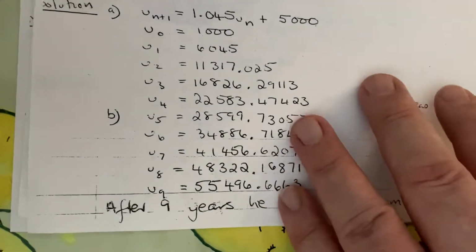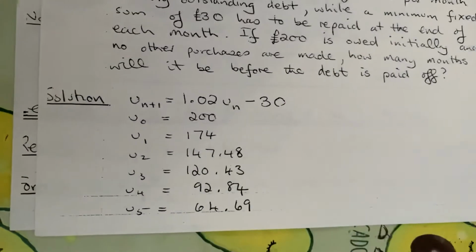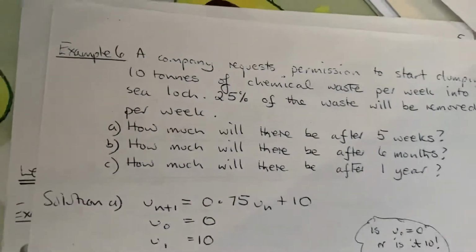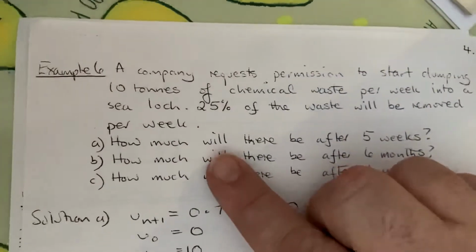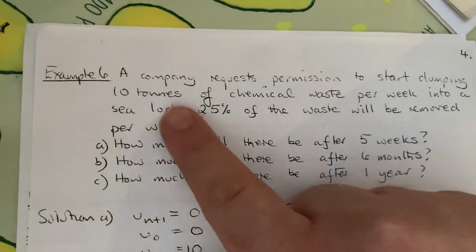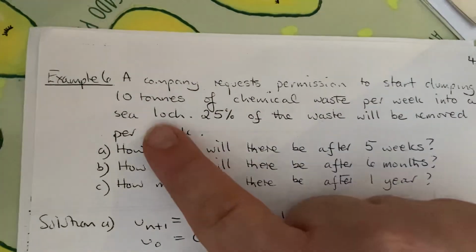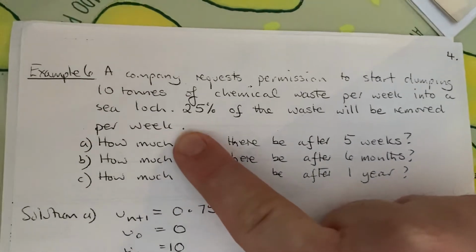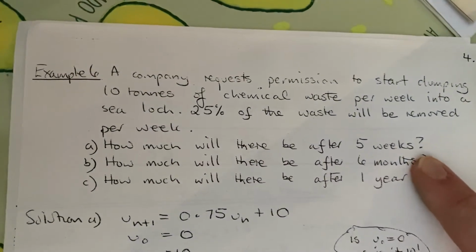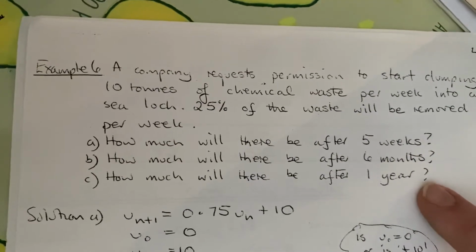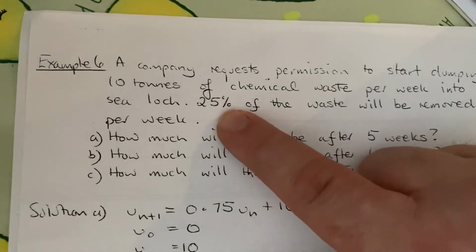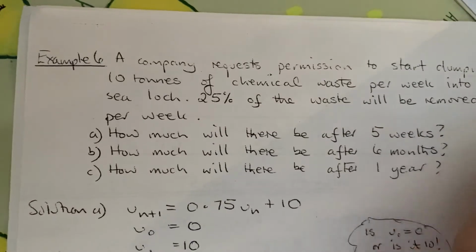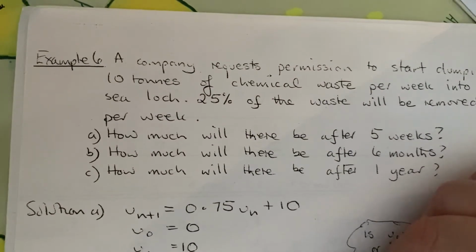So we can do the same thing again. So taking another example, doing a few examples for you here. A company requests permission to start dumping 10 tonnes of chemical waste per week into a sea loch. 25% of the waste will be removed per week. So how much will be there after 5 weeks, 6 months and a year. So 25% is removed, which means 75% remains.